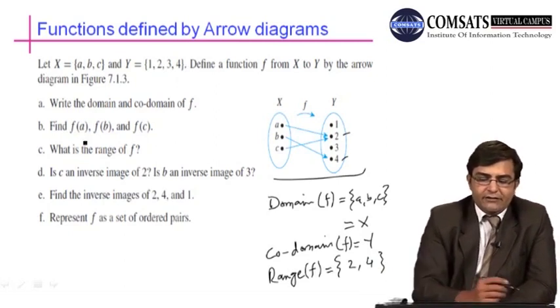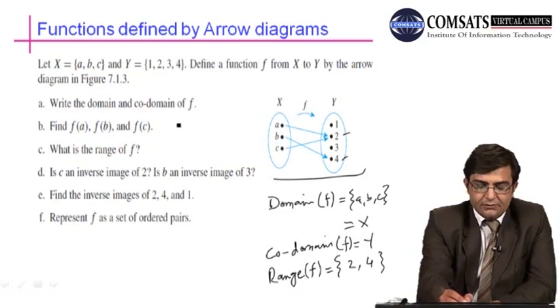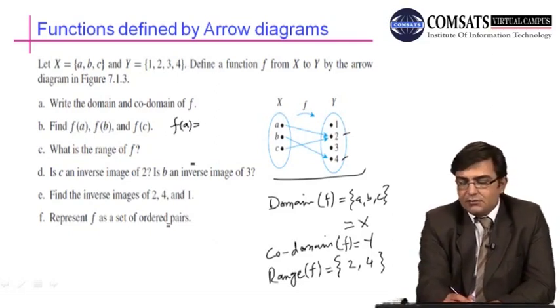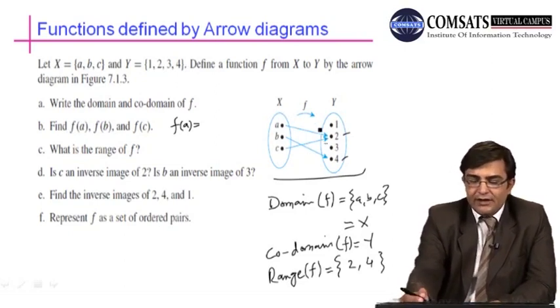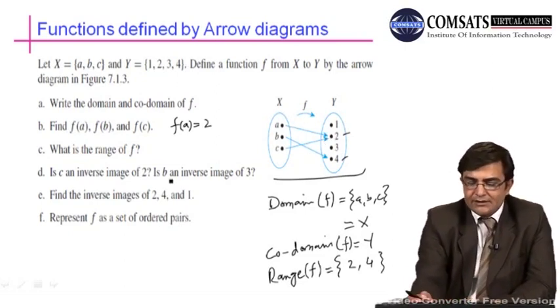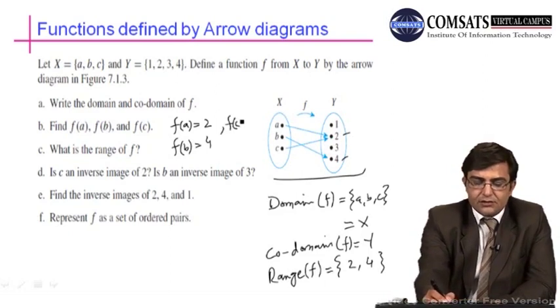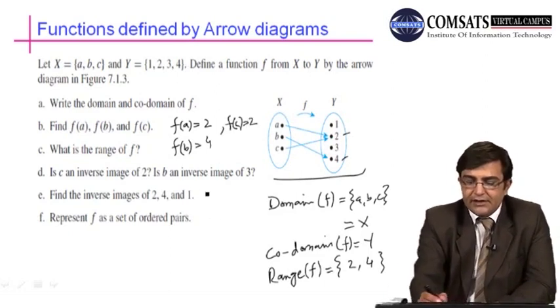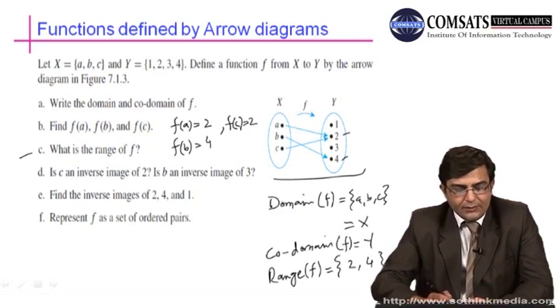So find f of a, f of b, and f of c. What is f of a? You can write it easily by looking at the arrow diagram. f of a is 2, f of b is 4, and f of c is again 2. Now what is the range of the function? The c part of this exercise or example, range we have already written.